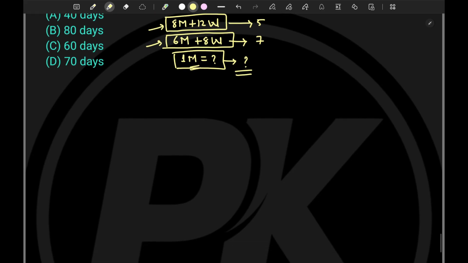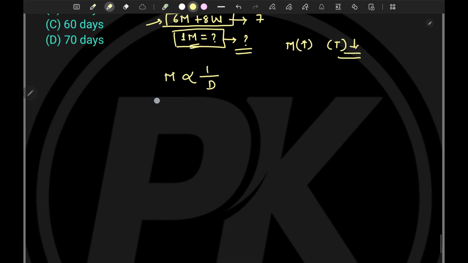Now we know that if the number of men is more, the time required to complete the work will be less. That is okay, right? And here the time is given in days. So can I say the number of men or number of women, I will say a general workforce, is inversely proportional to number of days, right? So can I write M1 D1 is equal to M2 D2 using this equation?